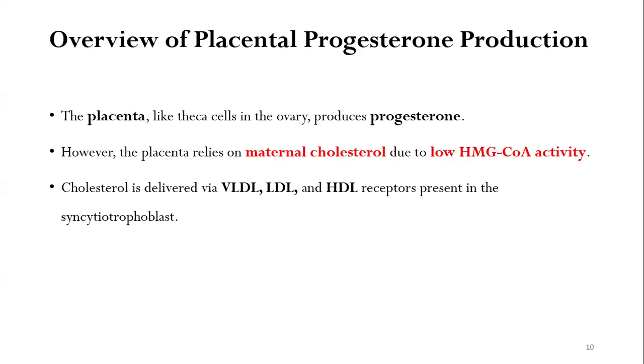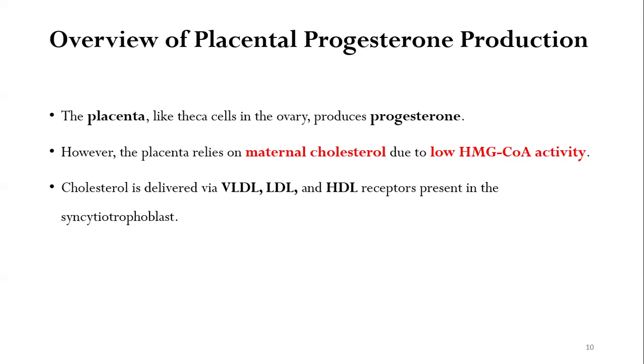Now, let us discuss the overview of placental progesterone production. So, how does the placenta produce progesterone? As we know, progesterone is the most important hormone in pregnancy. It is the hormone which supports and sustains the pregnancy. Like the theca cells in the ovary, the placenta also produces progesterone, and it is actually the primary source of progesterone during the later part of pregnancy.